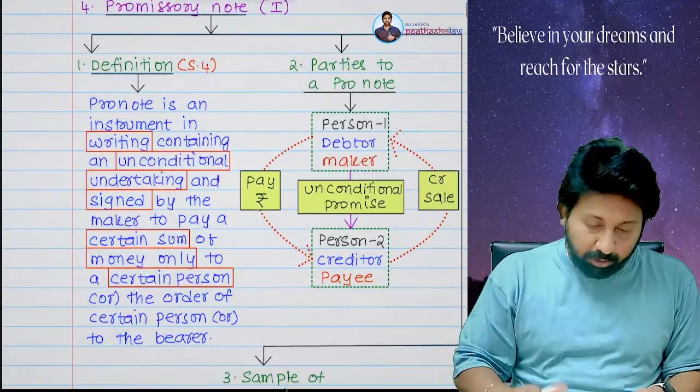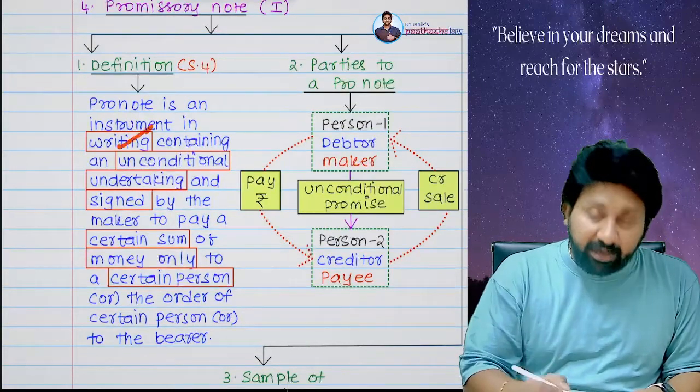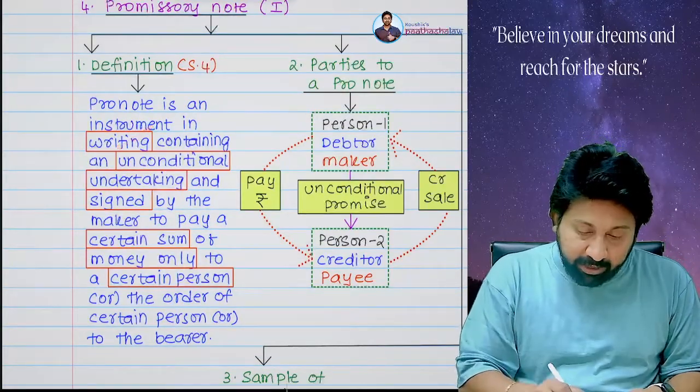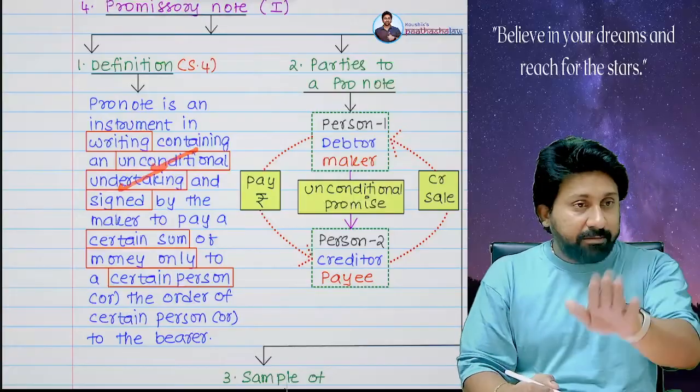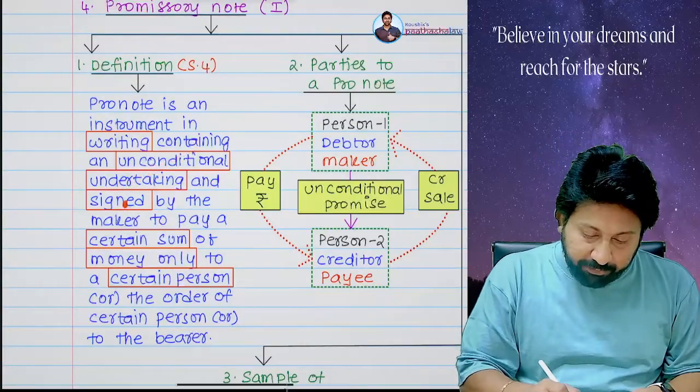What is a promissory note? A promissory note is an instrument in writing. So a promissory note cannot be in oral form. It contains an unconditional undertaking, meaning a promise. And it should be signed by the maker.